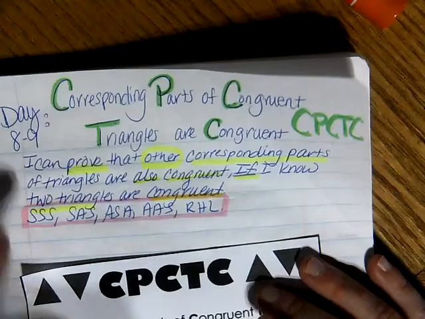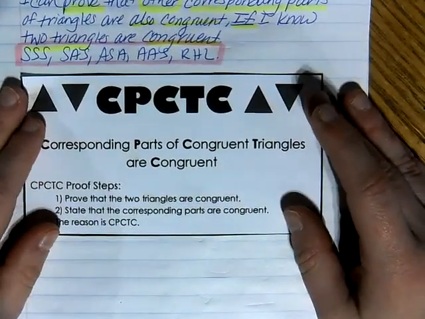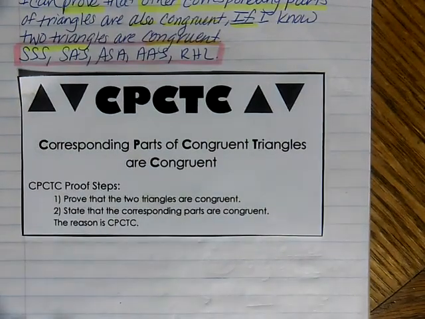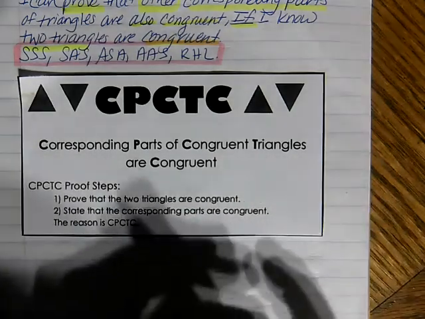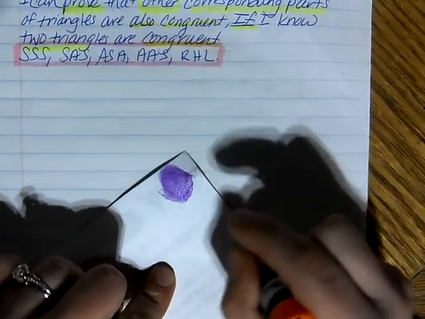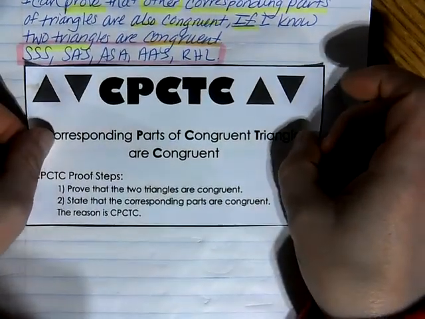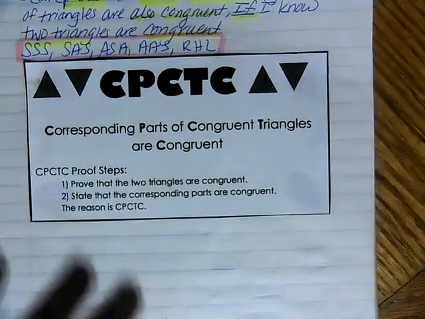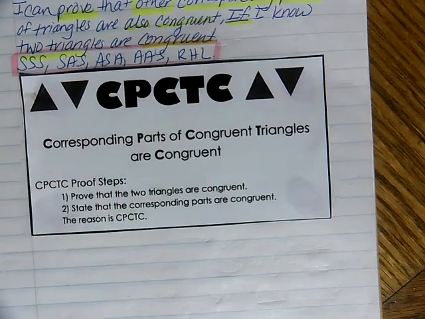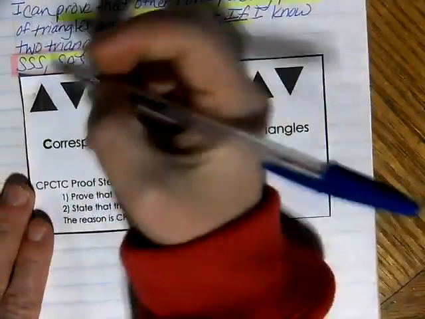I would like you to please go ahead and take out the CPCTC. That is a mouthful. That's a really tough thing to say. Practice that while I get out my glue stick and glue this into my notebook. CPCTC: corresponding parts of congruent triangles are congruent. Remember, corresponding means matching, so we are talking about matching parts.